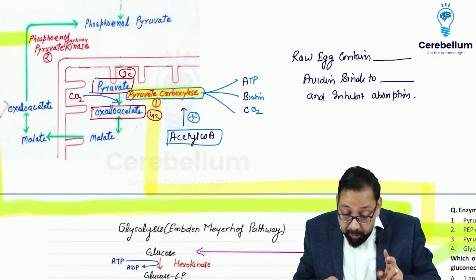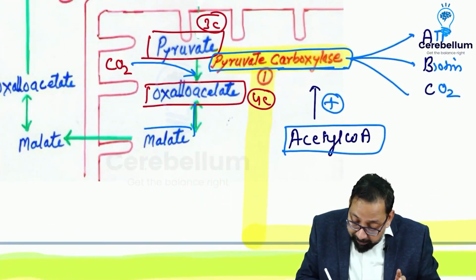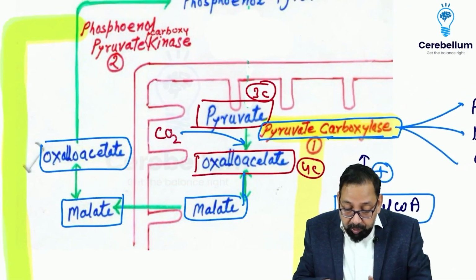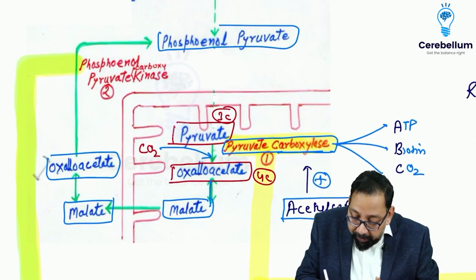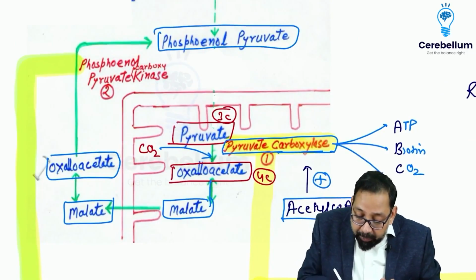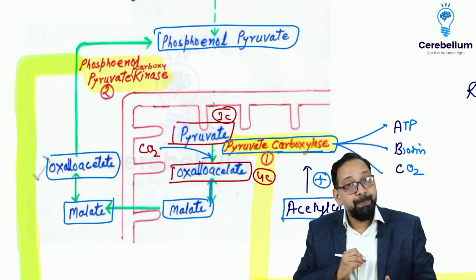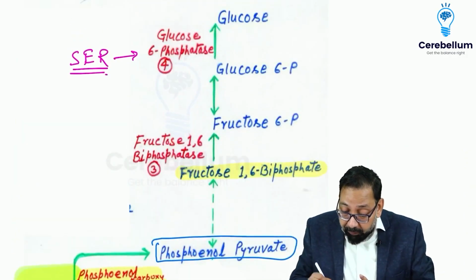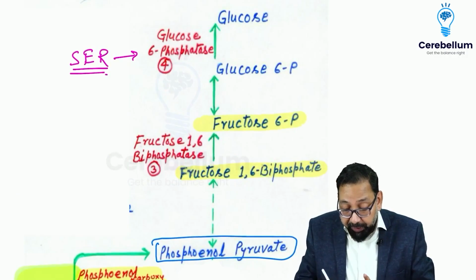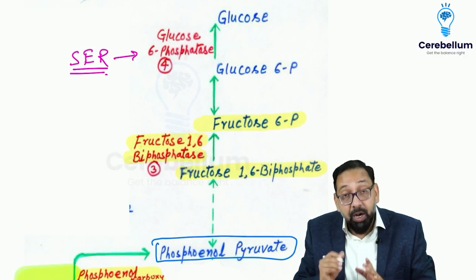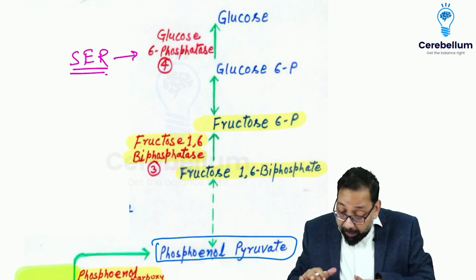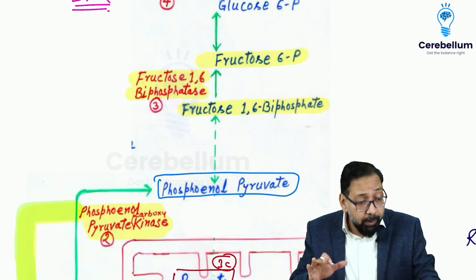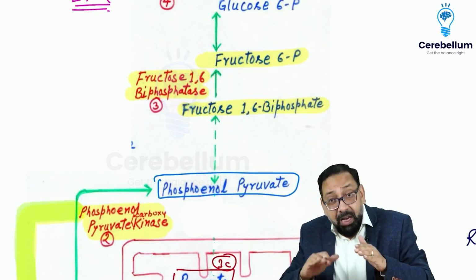Both are questions. Now oxaloacetate is converted to malate. Malate comes out of the mitochondria and is converted back to oxaloacetate. This oxaloacetate is converted to phosphoenolpyruvate by phosphoenolpyruvate carboxykinase, the second enzyme of gluconeogenesis. Then fructose 1,6-bisphosphate is converted to fructose 6-phosphate by fructose 1,6-bisphosphatase. I have left a few intermediate reactions, not so important, but a few reactions are also there.